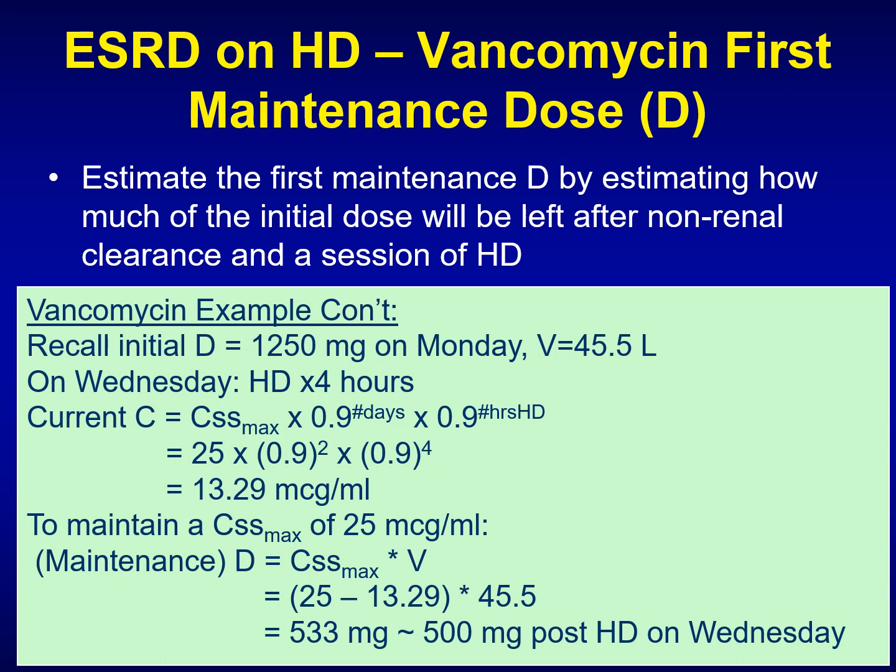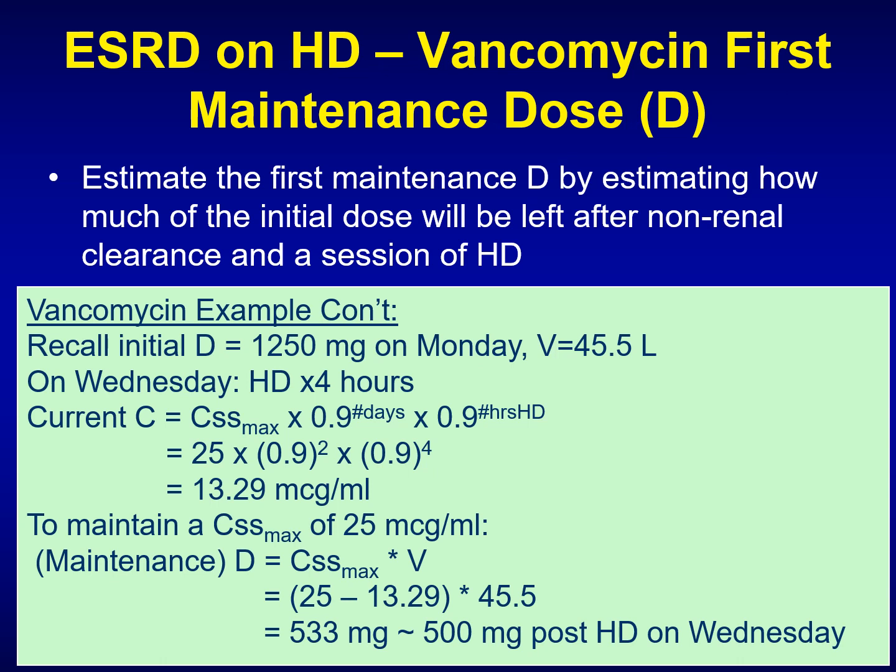Starting off with a Cmax of 25, multiplied by 0.9, so 90% is left, to the exponent of the number of days of non-renal clearance, in this case 2, multiplied by 0.9, 90% left after every hour of dialysis, so to the exponent of the number of hours of dialysis, gives us 13.29. So after 2 days of non-renal elimination and 4 hours of hemodialysis, we estimate that the patient will have 13.29 micrograms per ml of vancomycin in their system.